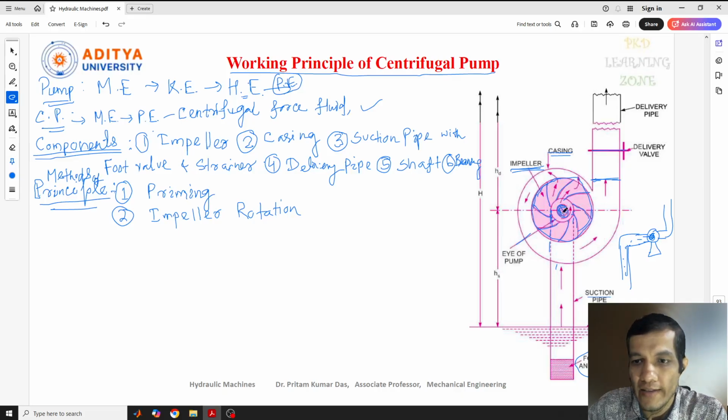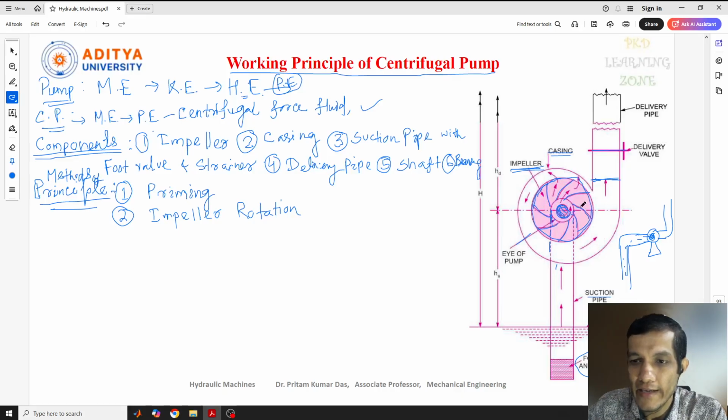Now, when the impeller started running, how is it running? Because it is connected to the shaft. Once you switch on the electric switch, the shaft will start running, the motor will start running. With the help of this, we can say this pump also started running. Now, once it started running, what will happen?